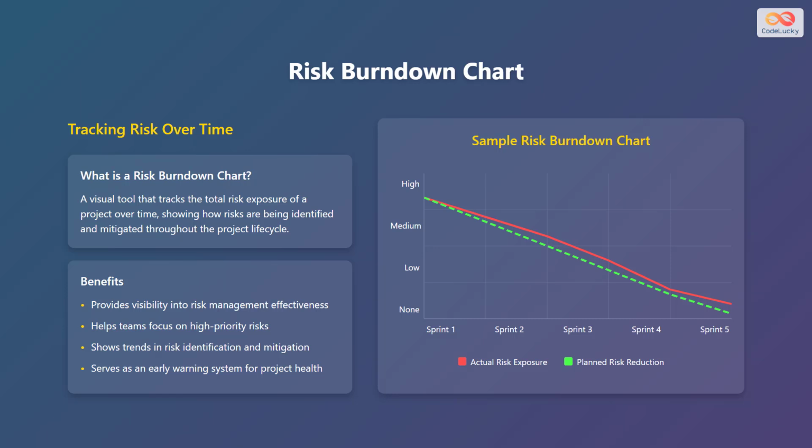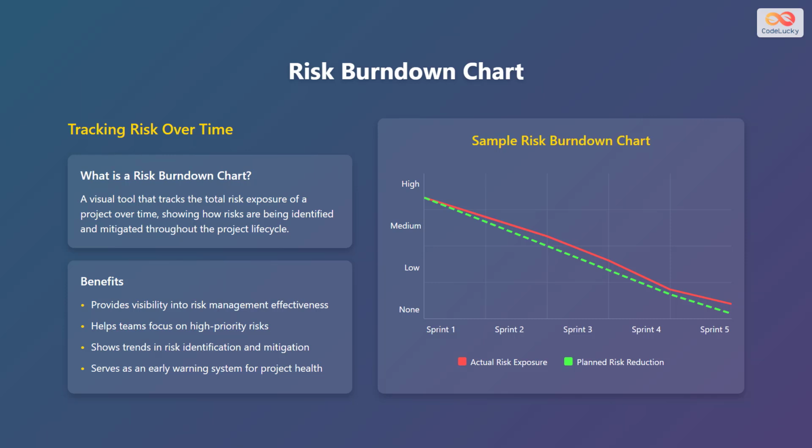Now let's look at the Risk Burndown Chart. A risk burndown chart is a visual tool that tracks the total risk exposure of a project over time, showing how risks are being identified and mitigated throughout the project lifecycle. The benefits of using a risk burndown chart are that it provides visibility into risk management effectiveness, helps teams focus on high-priority risks, shows trends in risk identification and mitigation, and serves as an early warning system for project health.